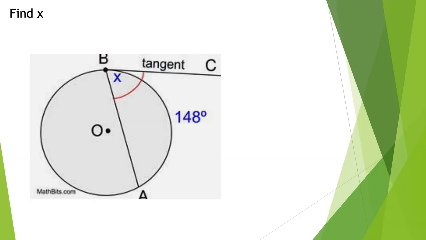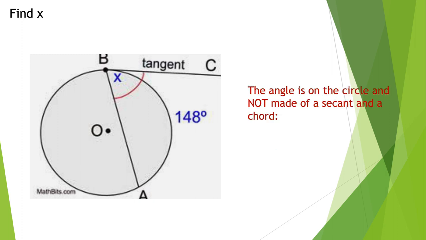So here, you have a tangent meeting a chord, and the vertex of the angle is point B, and you'll notice that that angle is on the circle. So I immediately say to myself, the angle's on the circle, and it is not made up of a secant and a chord. It's a tangent and a chord. What's a tangent, by the way? A tangent is a line or a line segment that touches the circle in exactly one place on the circumference. So the chord goes all the way across, begins and ends on the circle. The tangent is a line that goes right to the edge of the circle, touches once, and then doesn't touch again.